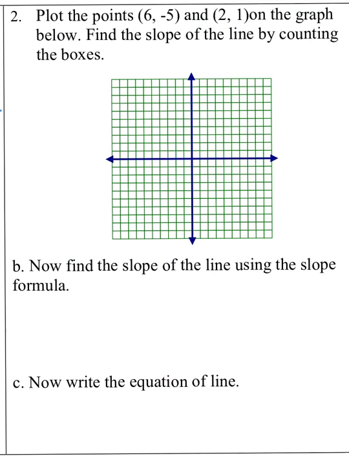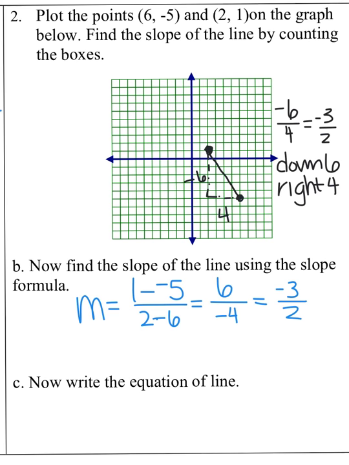All right, same idea here. Pause the video for number 2, try it out, and then come back and check your answer. Okay, so by plotting your points and counting the boxes, you should have got a slope of -3/2 after we simplify. The line segment goes down 6 and right 4, and then we can confirm that using the slope formula of a line.